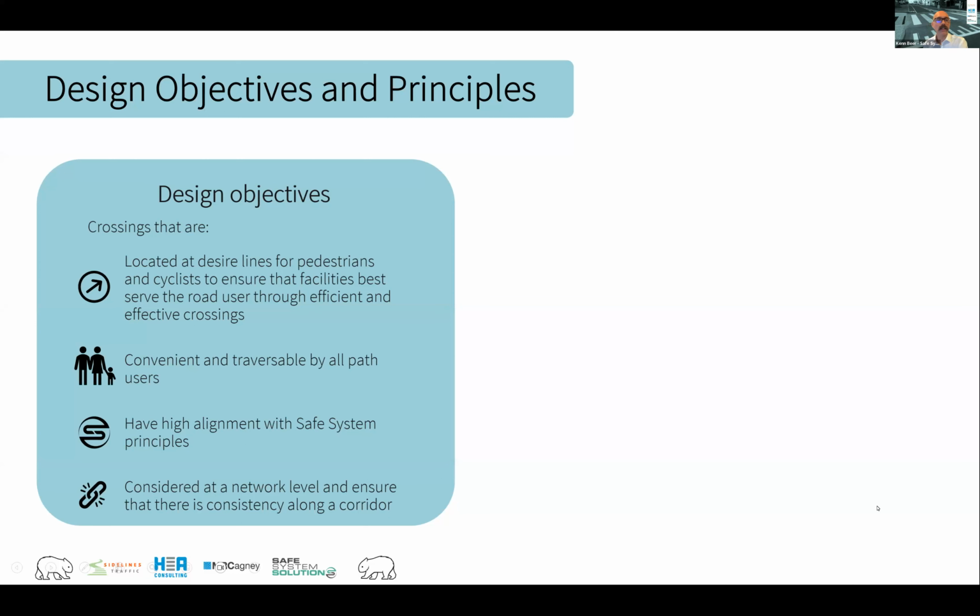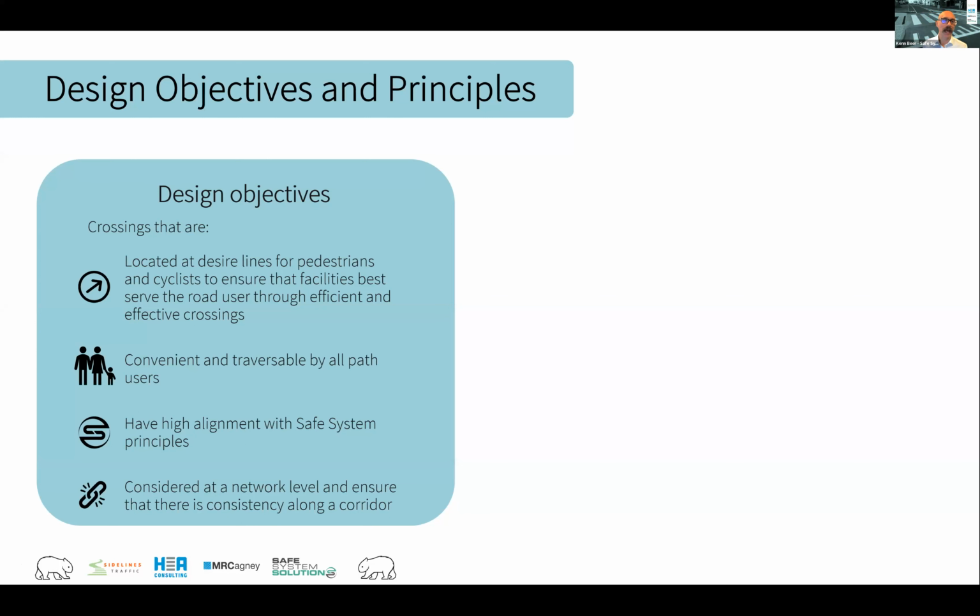But let's talk about the design objectives. I want to talk about the objectives and principles of design of raised crossings. So HFER's covered this off fairly well, and Bridget and Prue built on it. But we want to create these crossings on pedestrian desire lines and cyclist desire lines to ensure the facilities serve the road users.